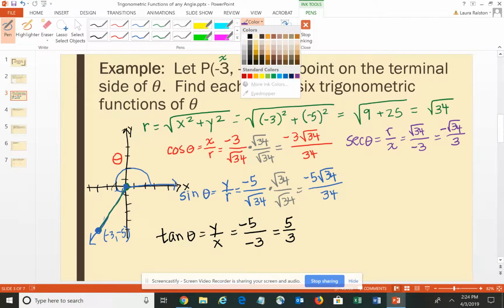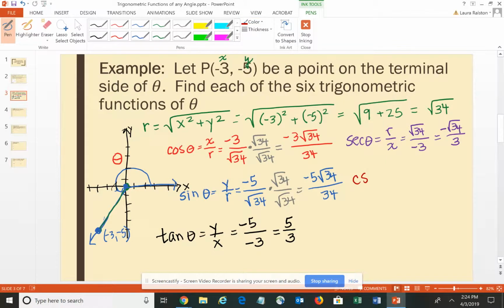The cosecant, which is the reciprocal of sine, the cosecant of theta is the radius divided by y. So we would have the square root of 34 divided by -5. Again, the negative typically does not go in the denominator, so we move it up to the numerator.